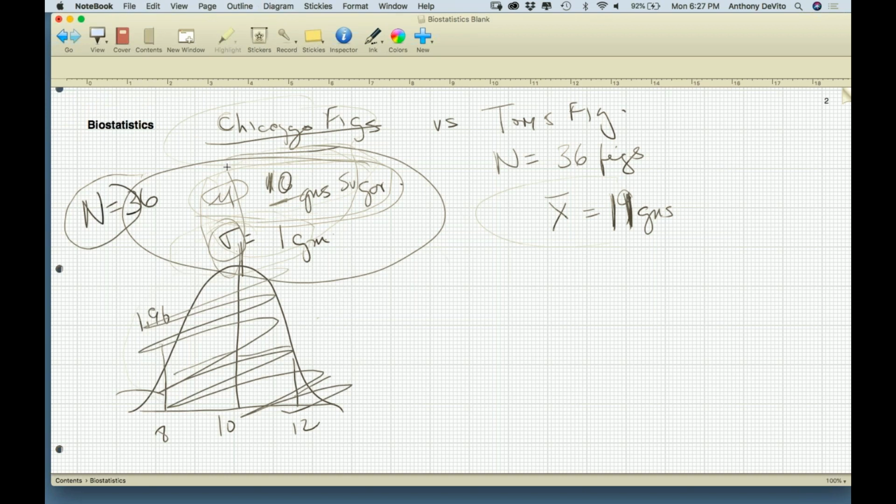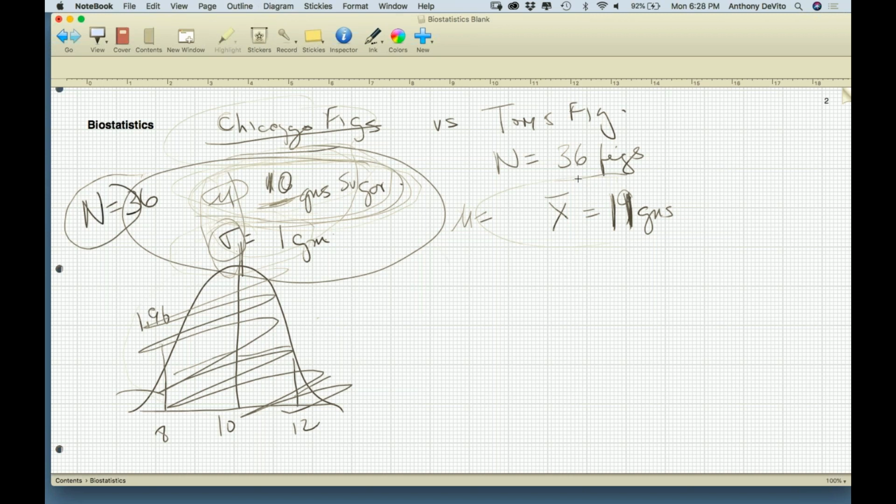Let's say that we know that the mean sugar level in each Chicago fig is 10 grams, and I want to compare it to my figs. Well, I don't know what mu is for my figs. I'd have to sample every fig, right, and send it to the lab and have them tested. I don't want to do that. I want to eat some of them, right? So I'm not gonna analyze every fig. Let's say I sample 36 figs.